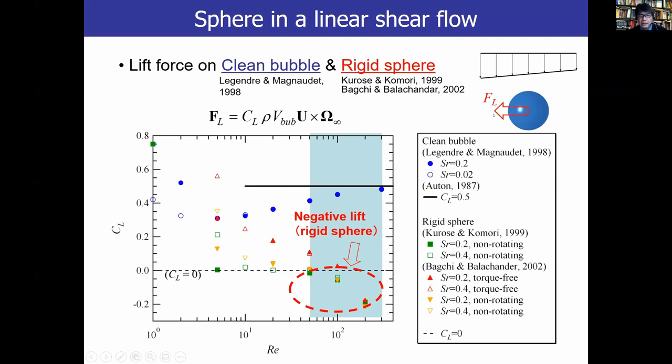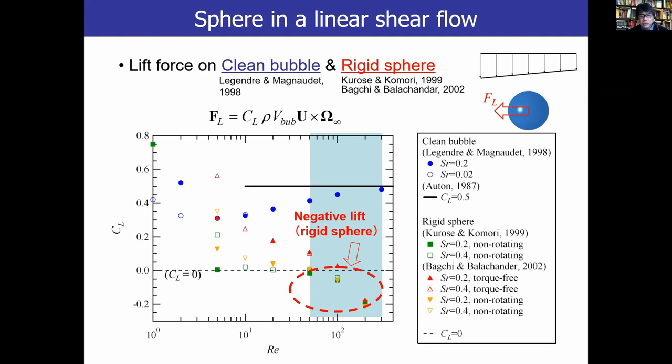There's also, for weakly rotational flow, the potential flow plus small vorticity effect, an analytical solution obtained by Auton. With this formula, the lift coefficient is 0.5, so that's finite amplitude. So both have a positive direction. But Balachandar showed that in the case of the solid sphere, for Reynolds numbers around 50 to several hundred, a negative lift can occur, close to zero. So even the sign of the lift force can change if you have a solid sphere.